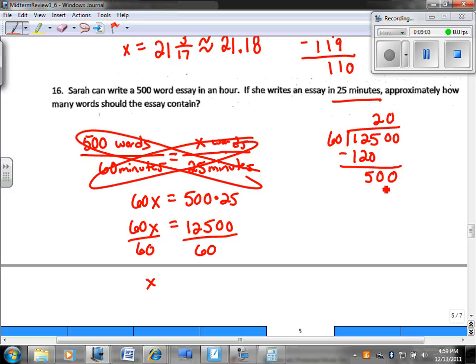Well, how many times does 6 go into 50? It goes in there 8 times. That's 480. Left over. Okay, so we've got 20 over 60. Well, we can reduce that to 2 over 6. And we can look at it and say we can reduce that even more. That's going to be 1 over 3.